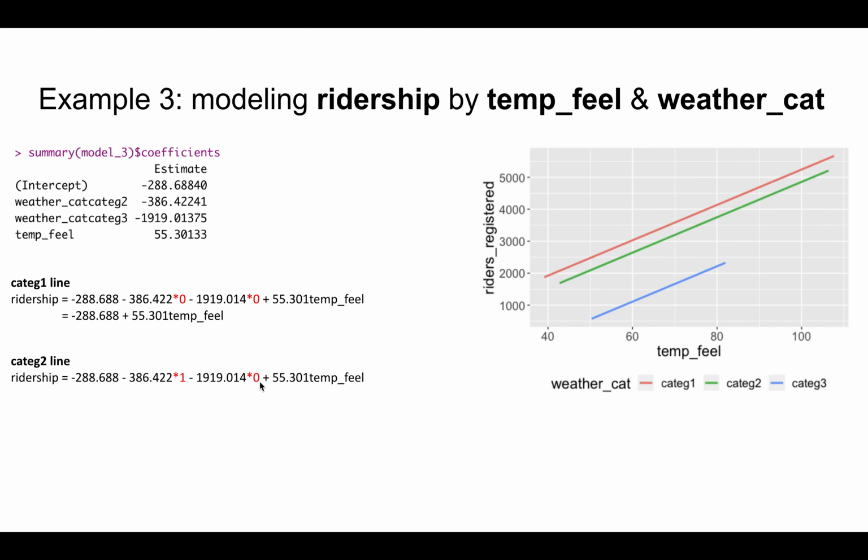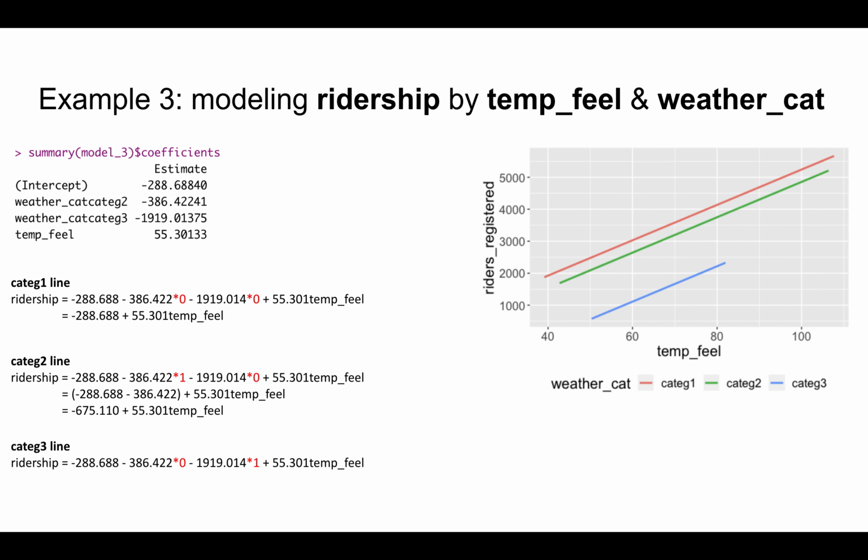Simplifying this equation, notice that category 3 then drops out, and the category 2 coefficient of negative 386.422 has the effect of bumping our intercept down by roughly 386 rides, from negative 288.688 to negative 675.110.